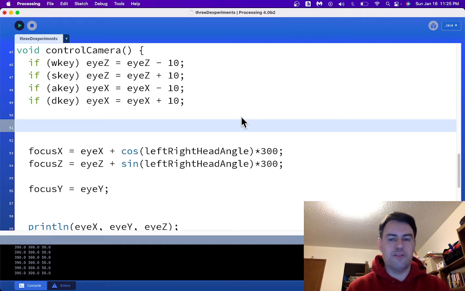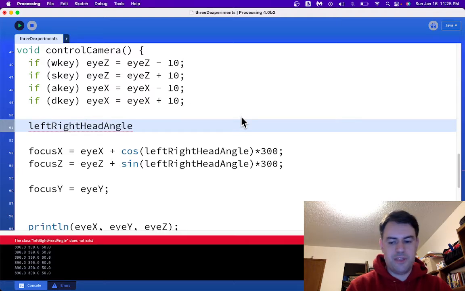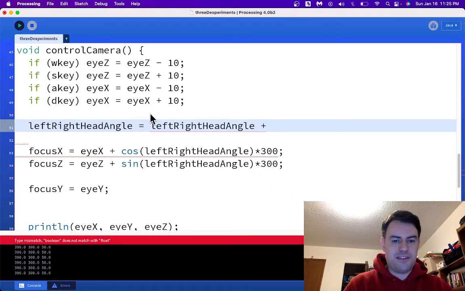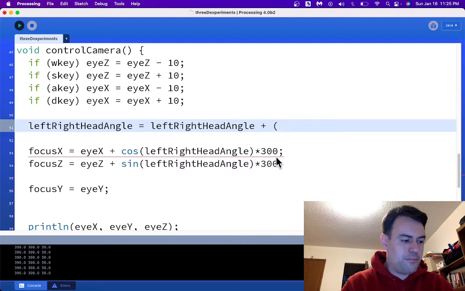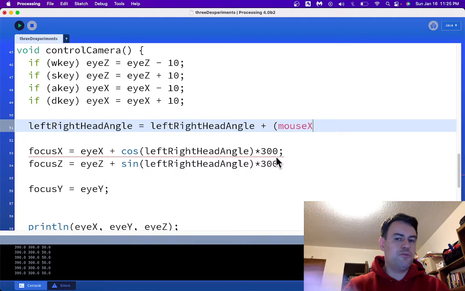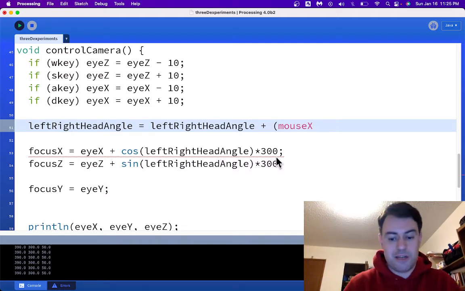You might wonder, how do you know which way the mouse is moving? So what I'll do is change leftRightHeadAngle equals leftRightHeadAngle plus. That's kind of annoying to have to type it twice, but that's okay. I'm going to say mouseX, because when we move the mouse left and right, that's when we want to rotate, just like in Minecraft, right? mouseX minus pmouseX.